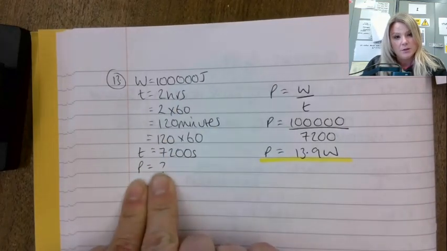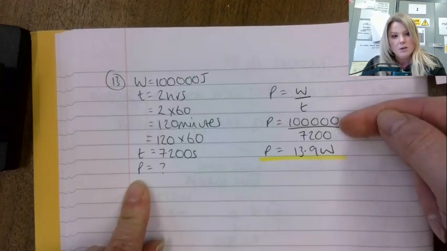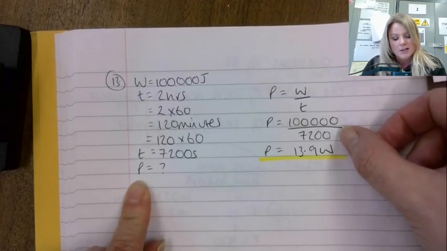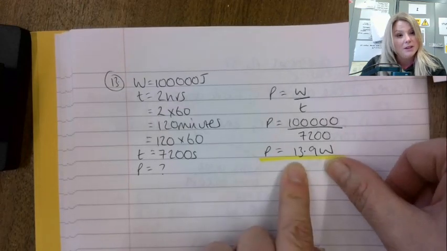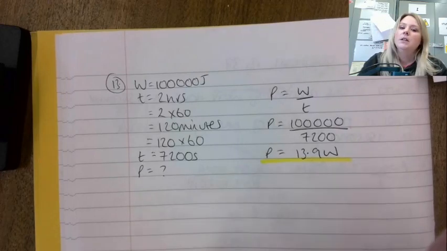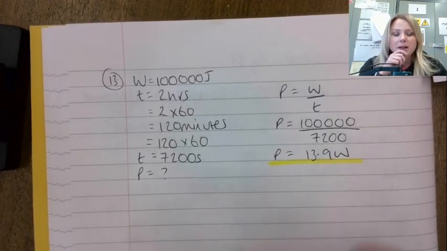And then we have to work out the power. So I've substituted my values in with my work done or energy in joules and my time in seconds. And I got 13.9 watts, and I did round that one off. Okay? So ask me any questions about any of those that you don't understand.